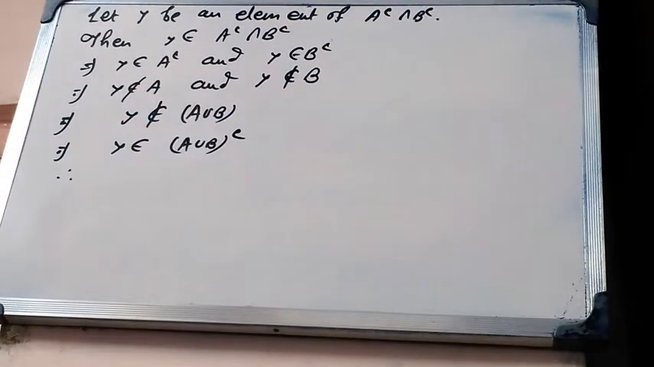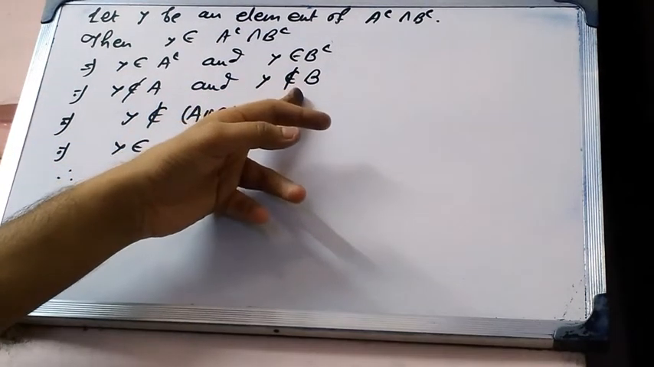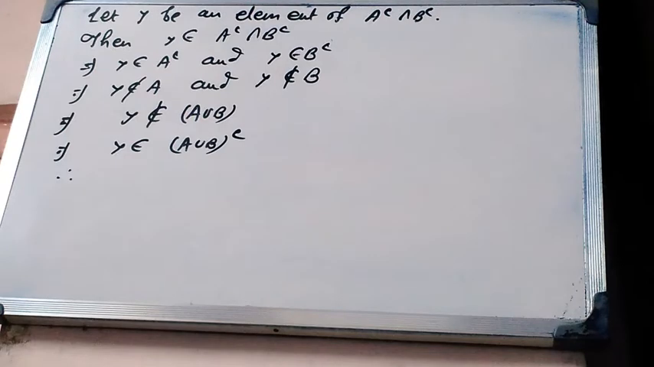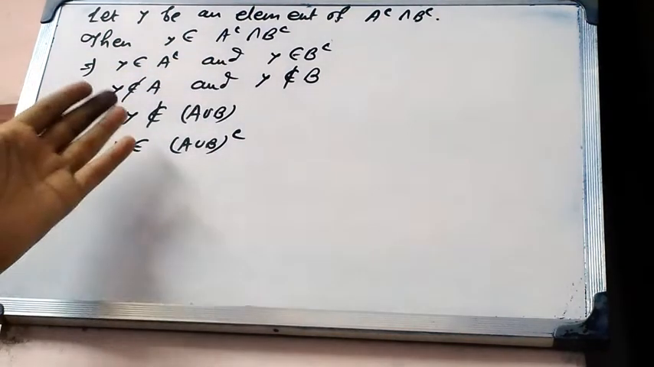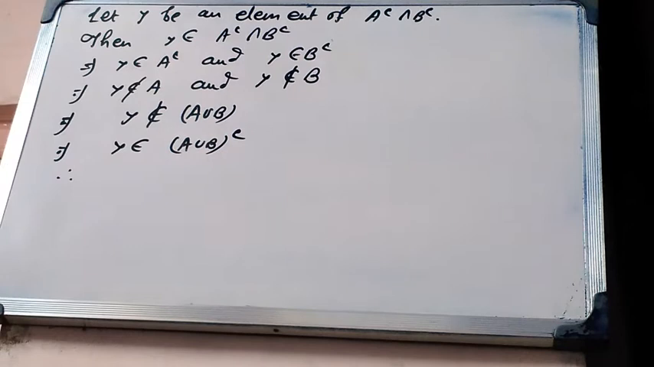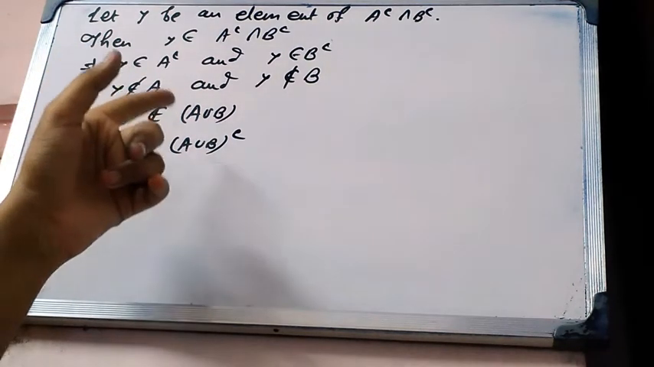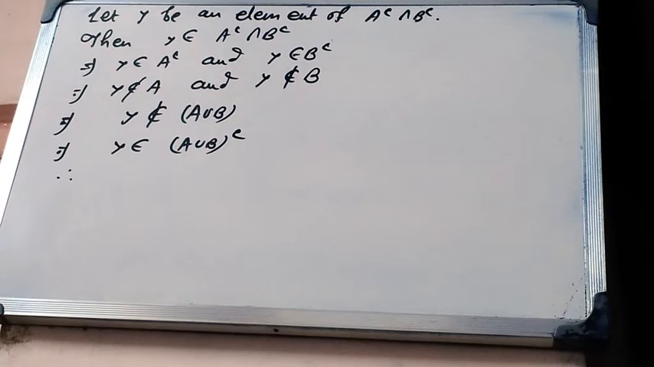Let y be an arbitrary element of A complement intersection B complement, then y belongs to A complement intersection B complement. Now we know intersection means and, so y belongs to A complement and y belongs to B complement, and so y belongs to A complement means y does not belong to A, and y belongs to B complement means y does not belong to B. Now y does not belong to A and y does not belong to B means y does not belong to A union B. For the complement case, and means union and or means intersection. Remember it carefully.